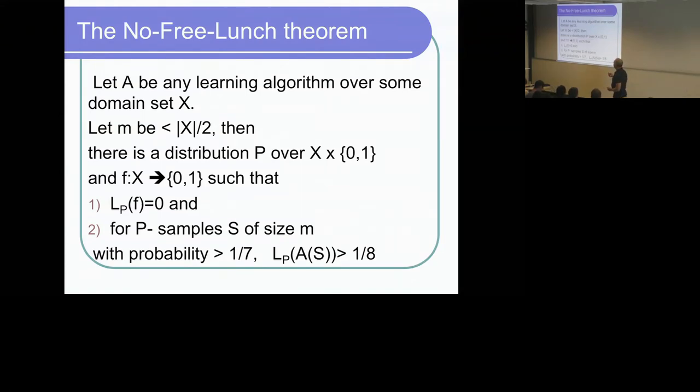So what are we saying here? Let A be any learning algorithm. So you pick your favorite learning algorithm. You are a believer in deep learning, so pick your very deep learning algorithm. And you have some set X. If your sample size is less than half of X.